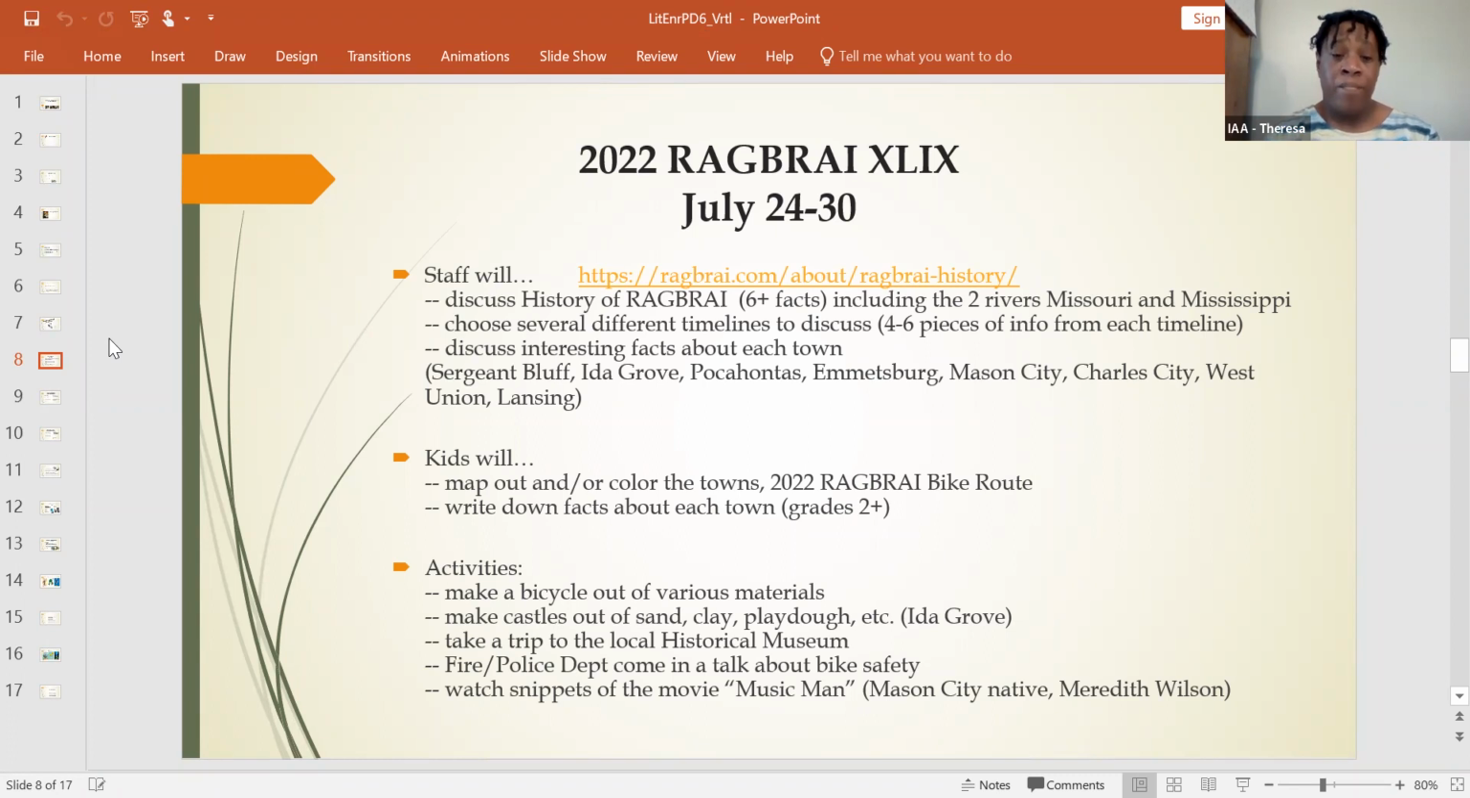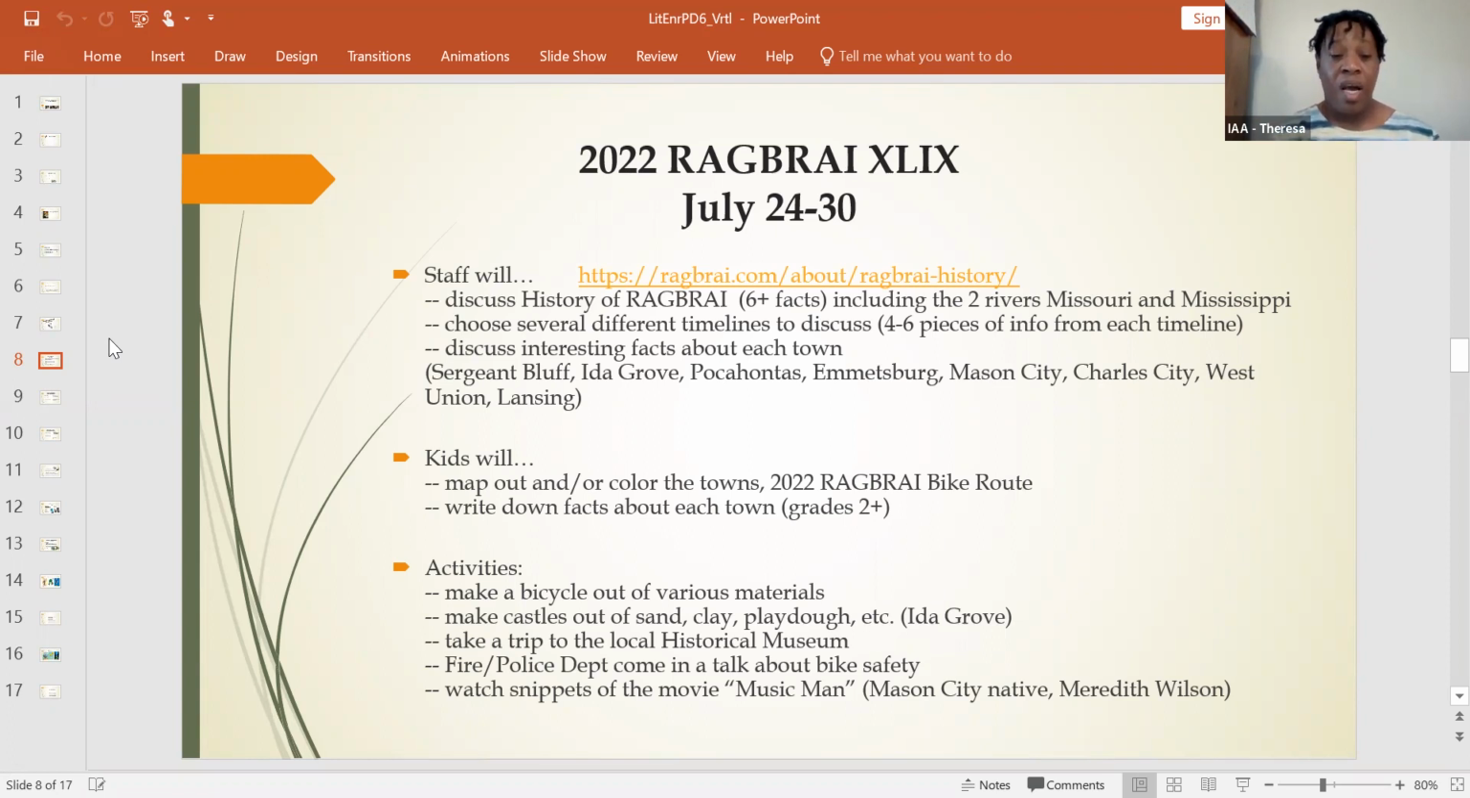Okay. And then the activities. This is a short list. It does not have to be these actual activities. They can make a bike out of various materials. So you can have it where the younger kids do a 2D bike, where the older kids make a 3D bike out of materials. You can also bring somebody from the community, like a bike shop, and have them talk about the bikes, maybe bring in a bike.